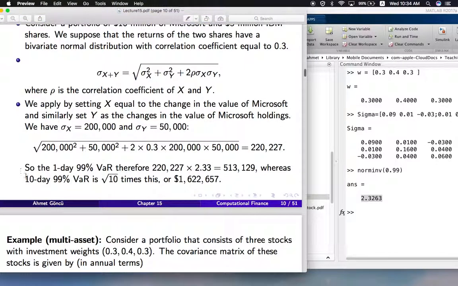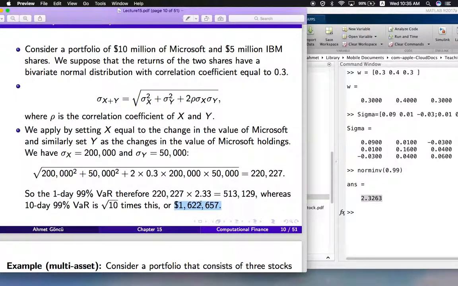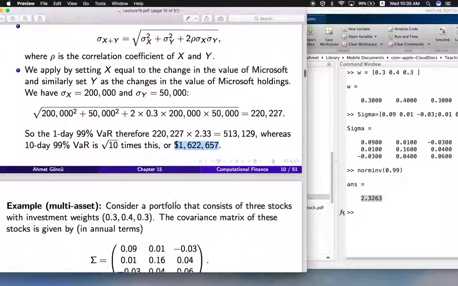So if you want to convert this to the 10-day VAR for the same confidence level, by our convention, you can multiply this by the square root of 10 days, and that will give you the value at risk for the 10-day time horizon with 99% confidence level. So this means 99% of the time our worst case loss will not exceed this number, right? That's what the VAR will tell us.